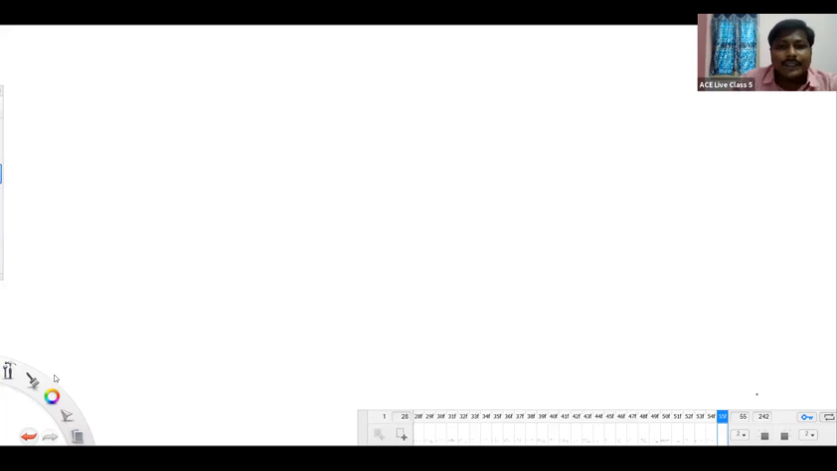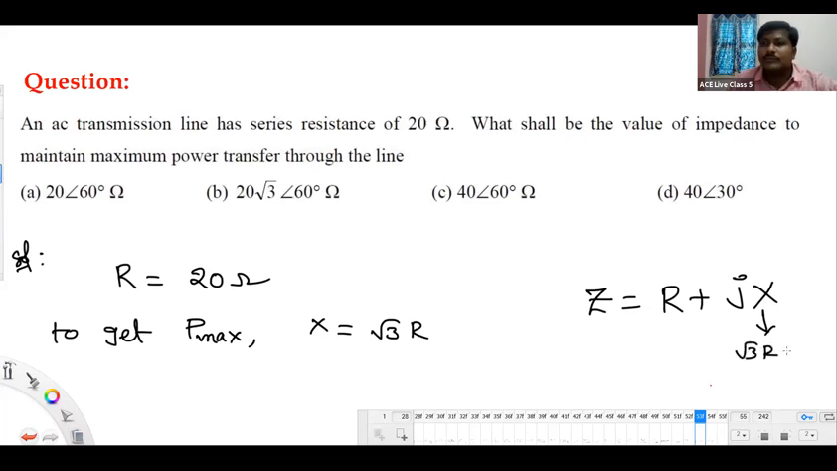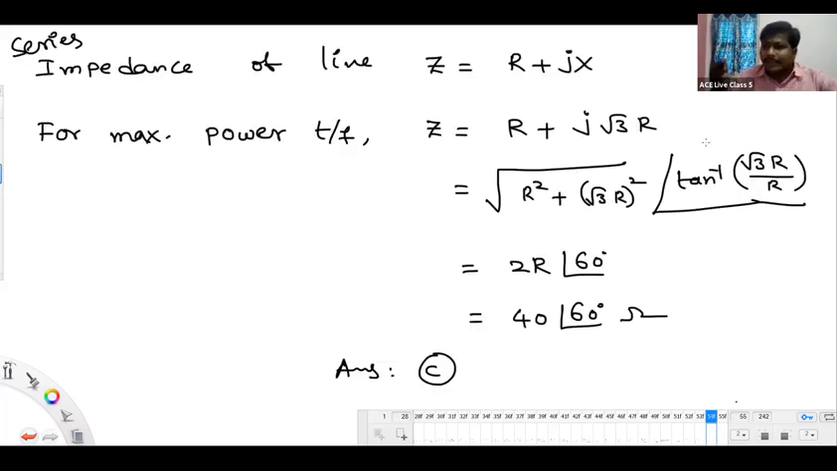Srikant, I'm explaining this, kindly observe here. Resistance of line is given as 20 ohms. Generally, impedance of line is R plus jX. But in order to maintain the maximum power transfer, this X value we should maintain as root 3 into R. Then the impedance to maintain maximum power transfer is R plus j root 3R. I have taken the magnitude of that and associated the angle. Already resistance is given in the problem, and I substitute. That's it. Simple.